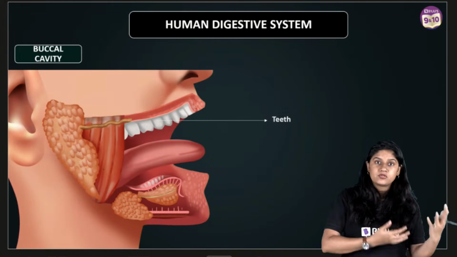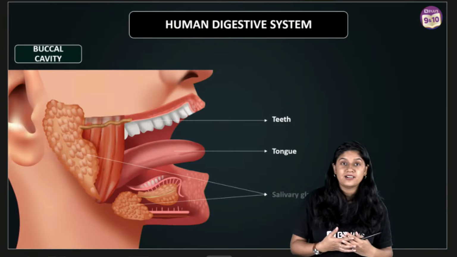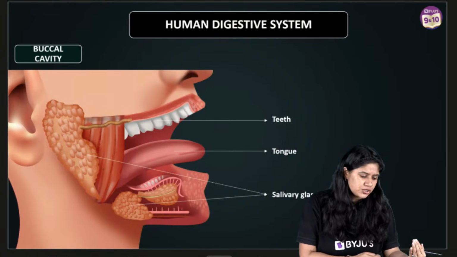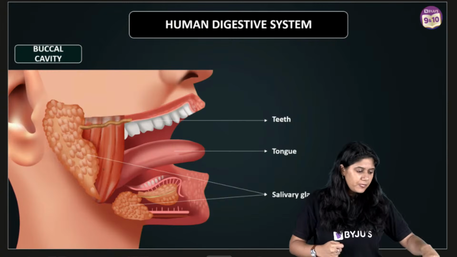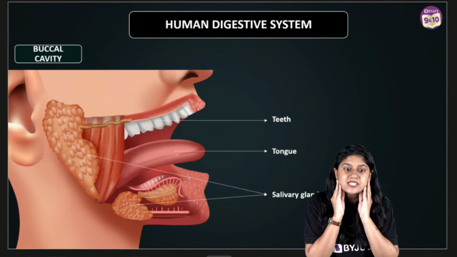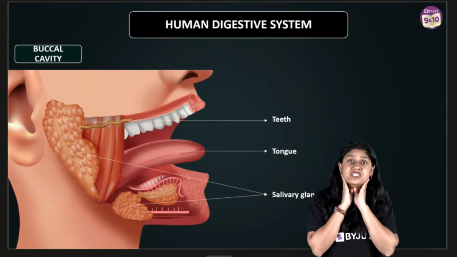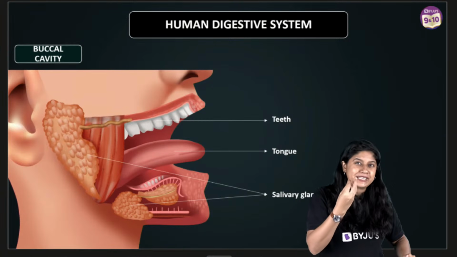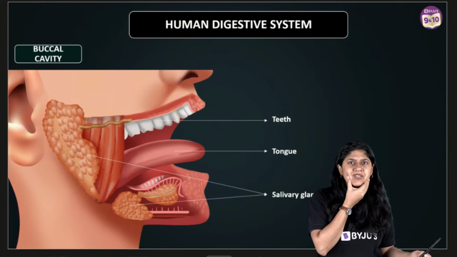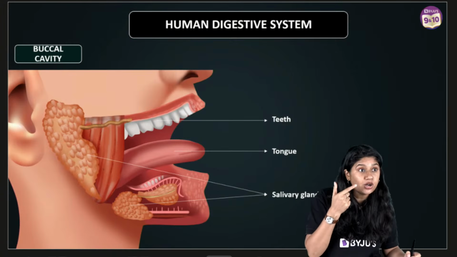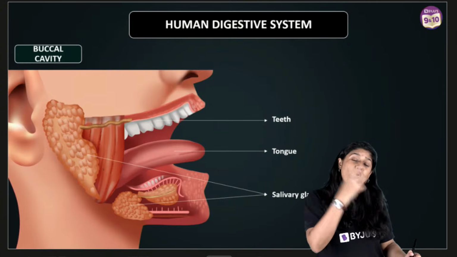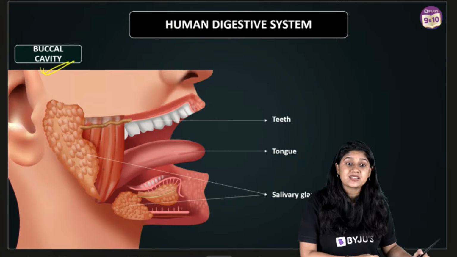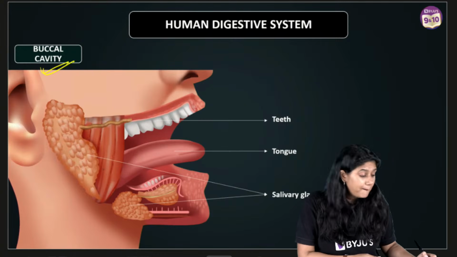The first step that we have in the whole human digestive system, when we talk about digestion, is the first system from where we take the food. So, from where do we take the food? From the mouth. Now, when we talk about the mouth, we have the tongue there, we have the teeth there. All of this combined is called the buccal cavity. What do we call it, everyone? We call it the buccal cavity.